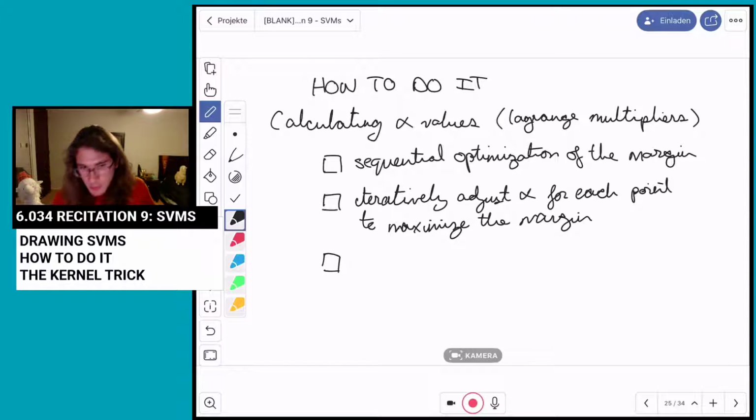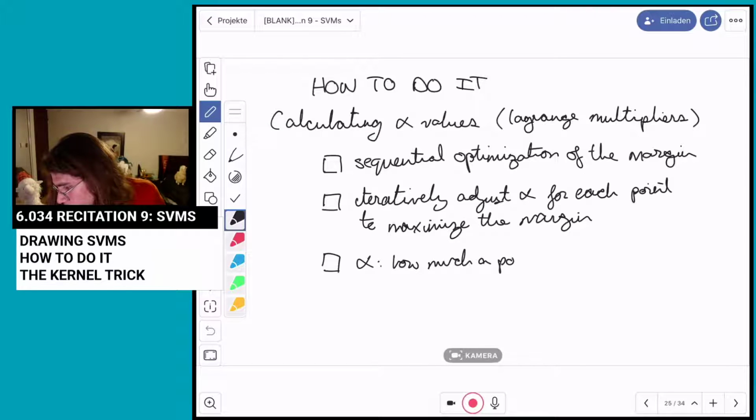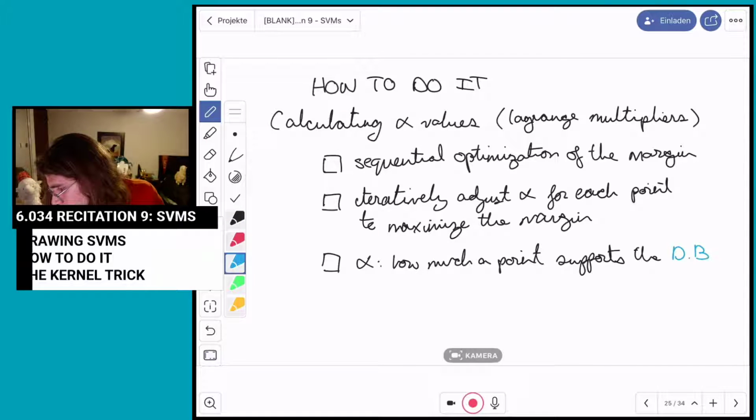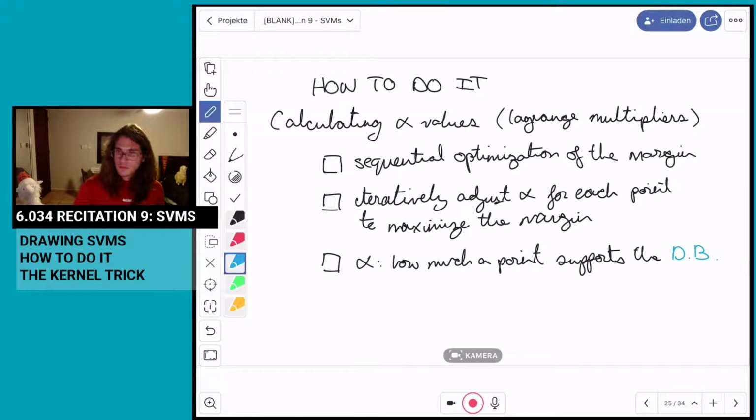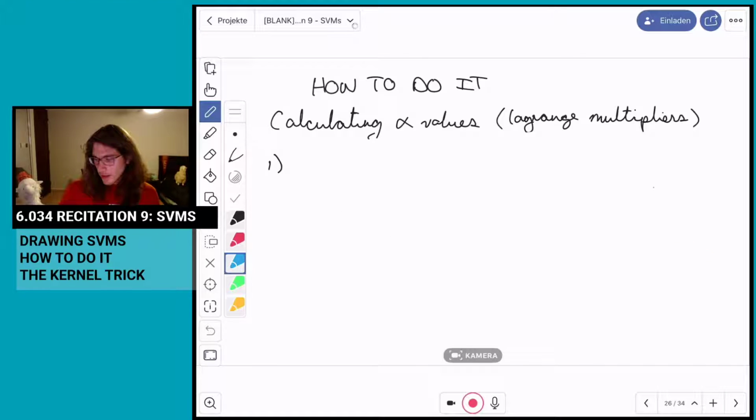And then I haven't said what alpha is. Alpha is how much a point supports the decision boundary. And of course, I'll go through an example and we'll define it even further. But this is one of the ways that support vector machines are calculated, and one of the reasons that they're actually very, very efficient in computers, because they can be solved in quadratic time.